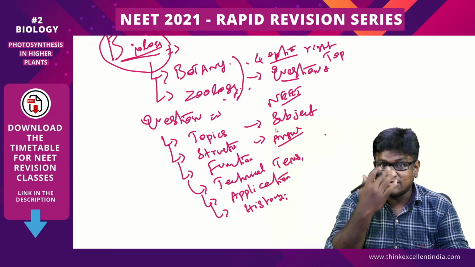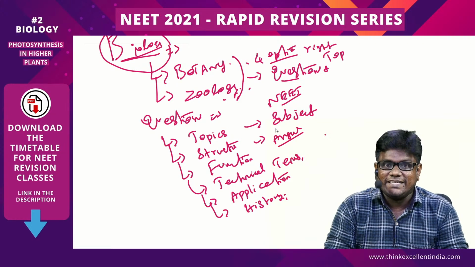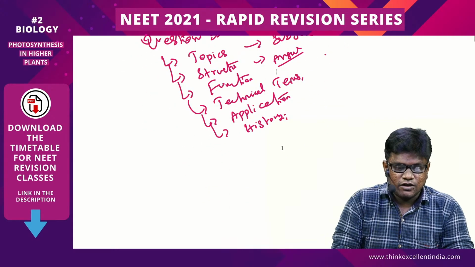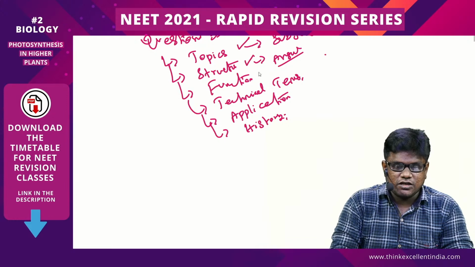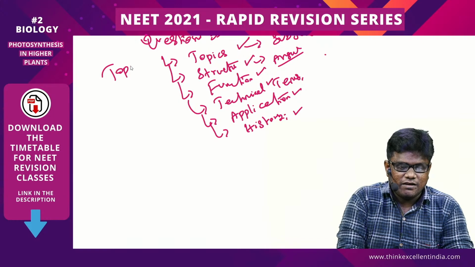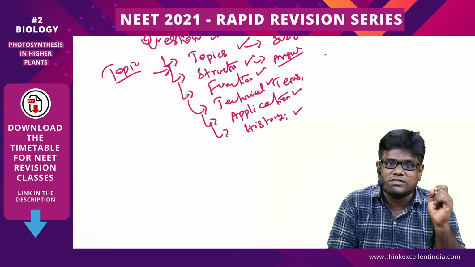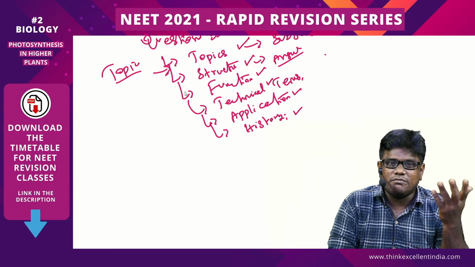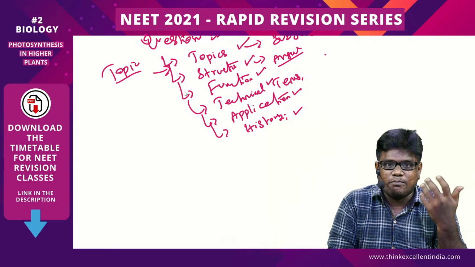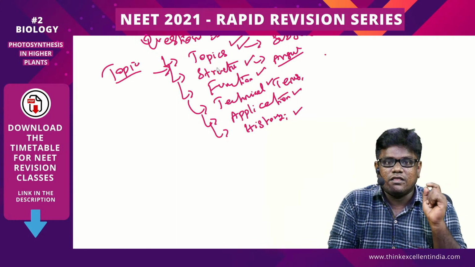In biology, all 4 answers look the same in Neet questions especially. You have to prepare topics, structure, function, technical terms, application and history. Each and every topic in biology includes topics, so you have to be very clear about what topic you are going to study, maybe plant physiology or human physiology, or general topics like genetics or biotechnology, whatever it is.